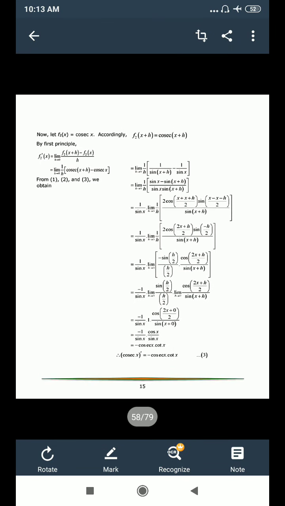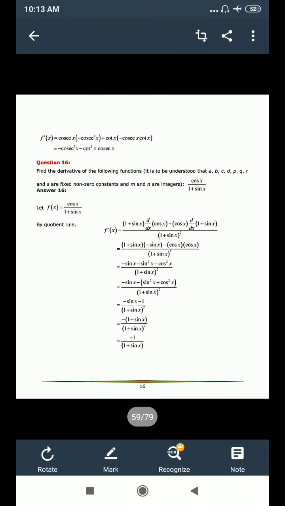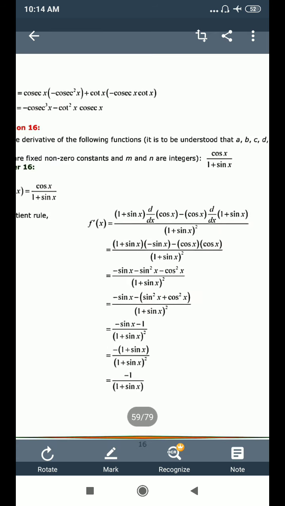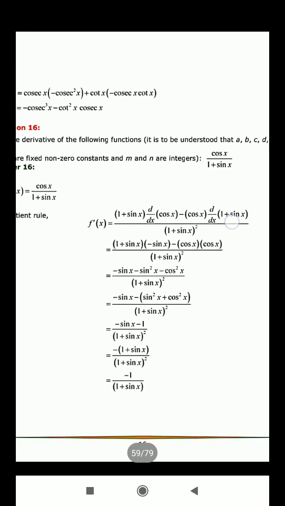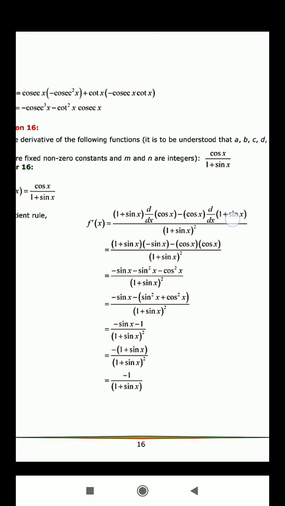Come to the next question. Differentiation of cos x upon 1 plus sin x. We will use the quotient rule. In the quotient rule, denominator as it is, differentiation of numerator, minus numerator as it is, differentiation of denominator. So 1 plus sin x as it is, differentiation of cos x we know is minus sin x. Cos x as it is, differentiation of 1 plus sin x is cos x, since differentiation of 1 is 0. Now you just simplify it to get the final answer.